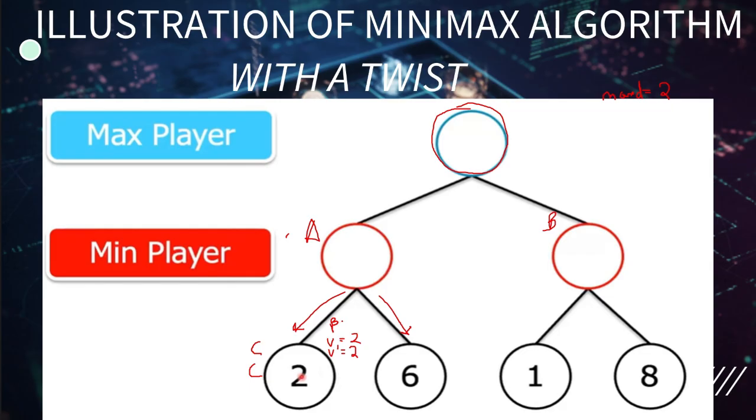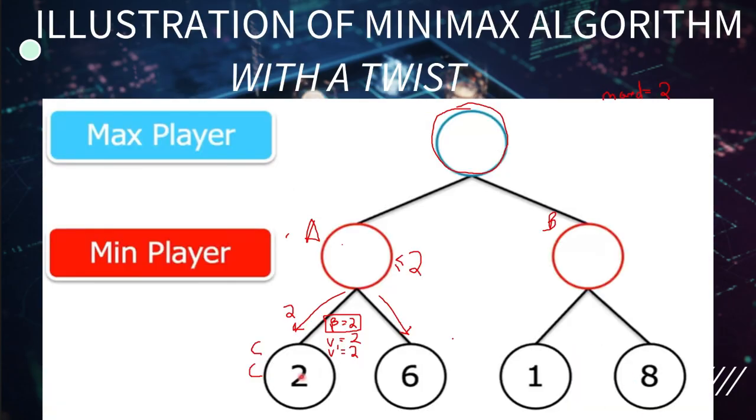Here our algorithm actually returns a good thing for us. Beta equals 2. Do you remember what beta was? Beta was the maximum guaranteed value which the minimizing player would attain, and here it is 2. As I told you earlier, after we have attained a value of 2 from this node, we know that we would get a maximum of 2 at this node. And this is what beta represents.